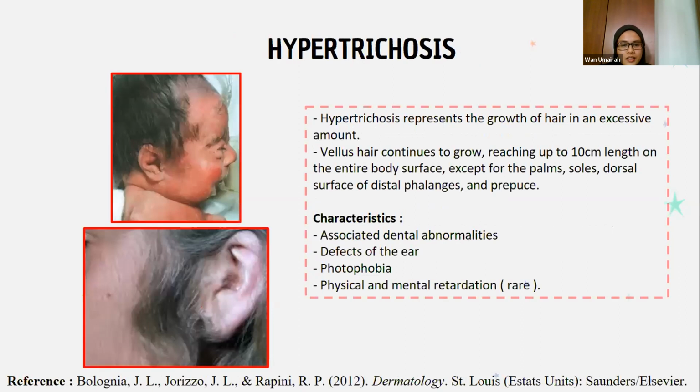And lastly is hypertrichosis. It represents the growth of hair in an excessive amount. The vellus hair, which is the hair that is thinner than other hair, will continue to grow and reach up to 10 centimeters in length on the entire body surface except the palms, soles, dorsal surface of distal phalanges and clypeus. The characteristics are associated dental abnormalities, defects of the ear, photophobia, and physical and mental retardation. But physical and mental retardation is rare.